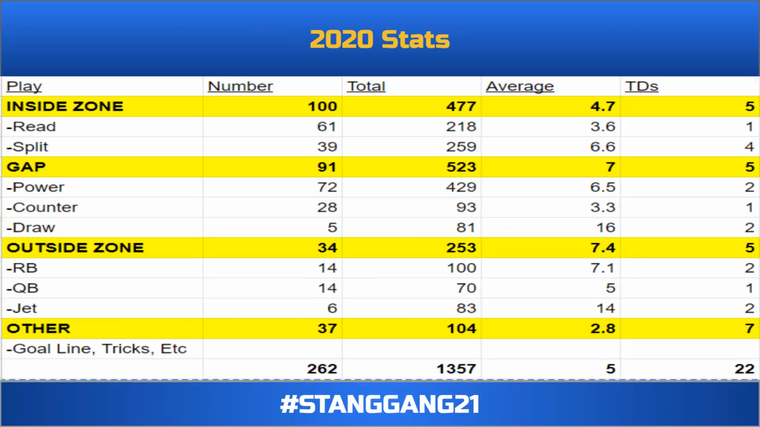Here's a stats breakdown for you from this past year. I think if you look back at 2019, it would be very similar to this. We ran, if you combine inside zone and outside zone, and then if you combine gap and our others, mostly our goal line plays, which were gap-type blocking, we were almost dead even in how much we called our zone versus gap scheme. We were a little more successful with gap this year.